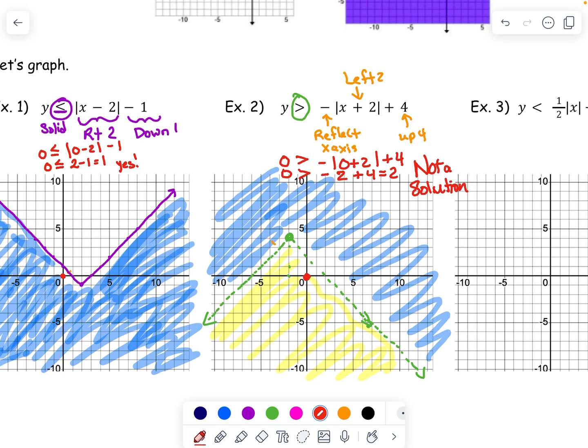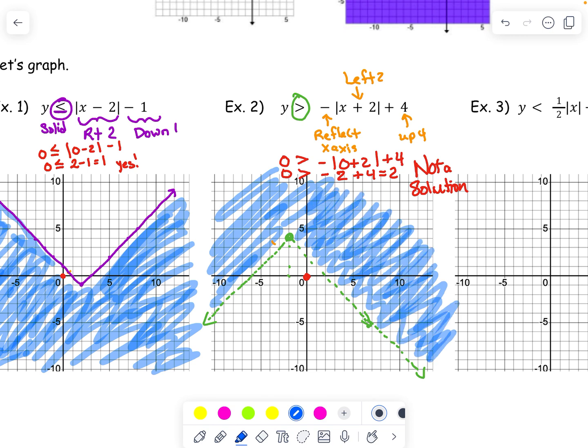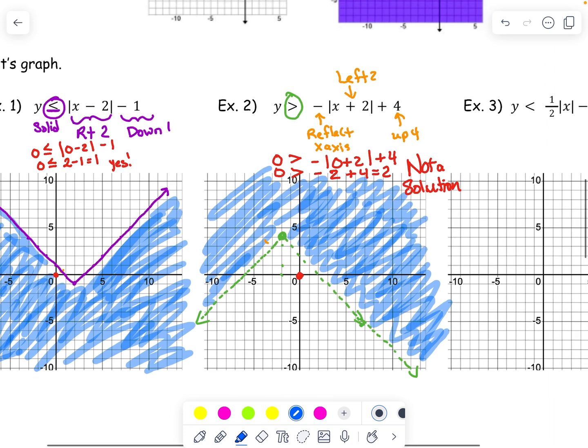So since our point is not true, are we going to pick the blue or the yellow to keep? Obviously the blue, right? So hopefully you said blue because that is the one we are going to keep, because if that red dot is false, then that means all the other guys are going to be true, the other space. Because the red dot is inside, we are shading outside.